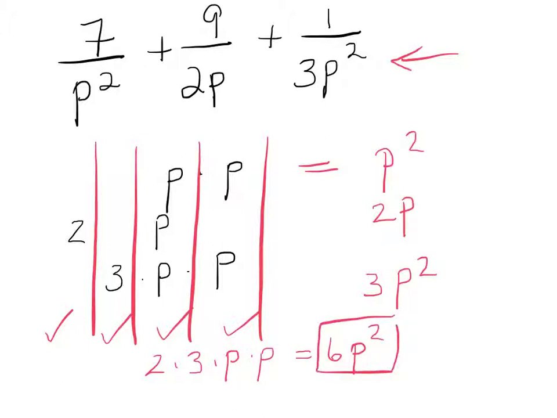So I've got to go back and figure out what do I need to multiply each of these by so that they become 6p squared. Well, I'd have to multiply this by 6, so I've got to multiply the numerator by 6. I'd have to multiply this guy by 3, and I'd have to multiply this guy by 2. Now I've got common denominators, and I can go ahead and add.